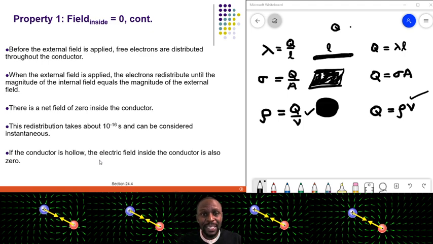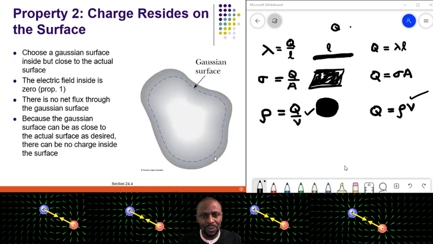Right, now before the external field is applied, free electrons are distributed randomly throughout the conductor. When the field is applied, the electrons redistribute until the magnitude of the internal field equals the magnitude of the external field. Now there is a net zero field inside the conductor. The redistribution takes about 10 to the power minus 16 seconds, which is a very small time, and it can just be considered as instantaneous. Now, if the conductor is hollow, the electric field inside the conductor is also zero.